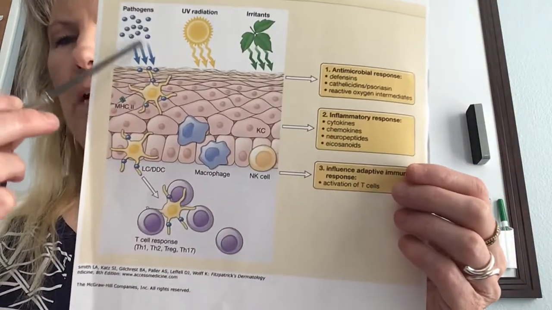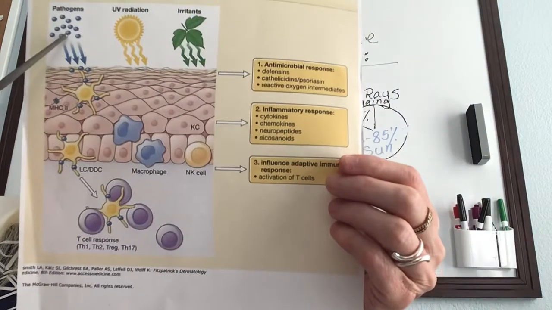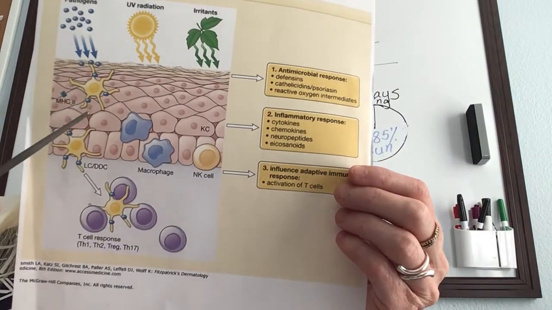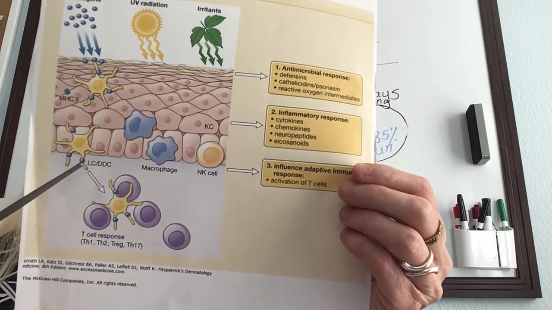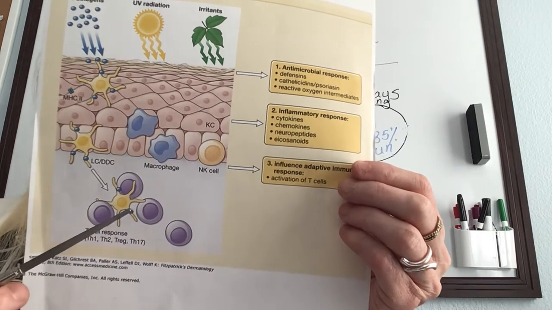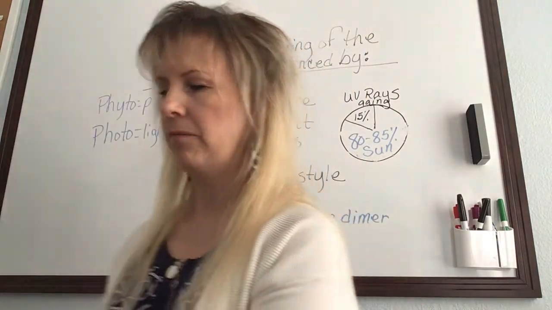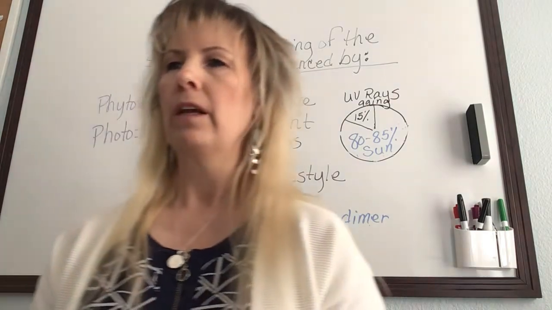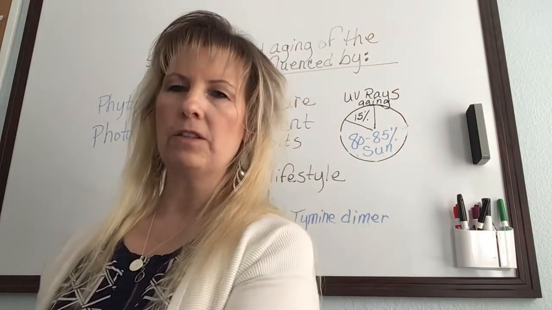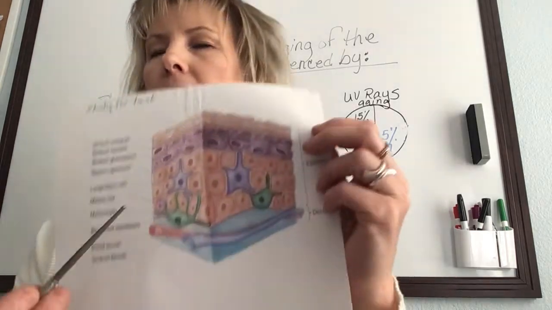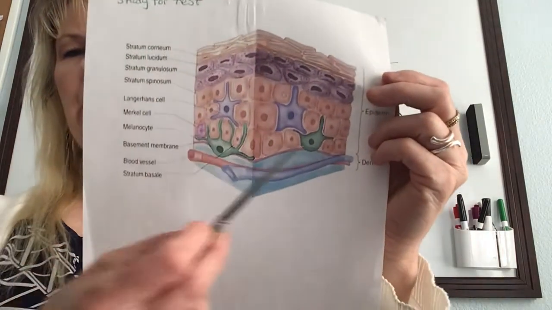So here we see pathogens entering into the skin, and then here is an immune cell taking the bacteria or whatever it is down into here where the T cells will go ahead and attack and get rid of that foreign invader. So Langerhans cells, do you remember those from the previous slides? Or sections, I should say.